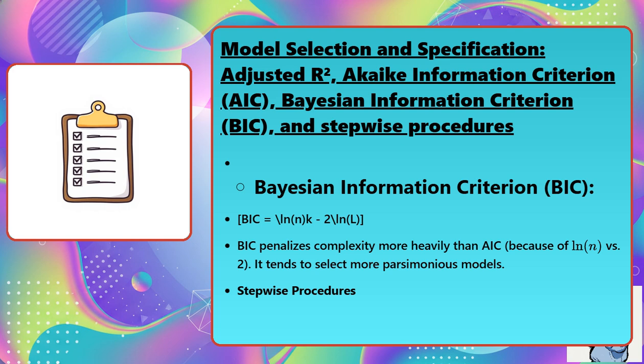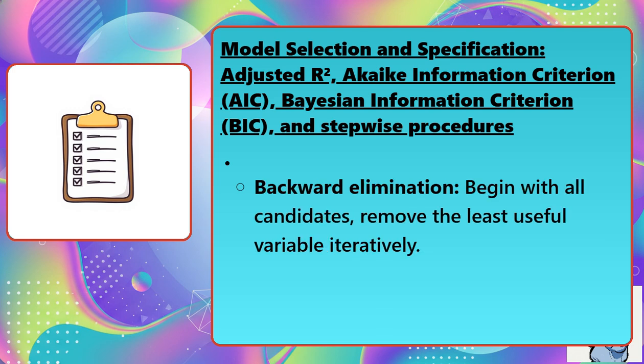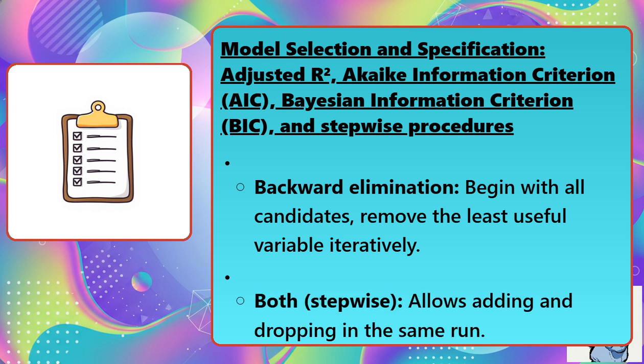Stepwise procedures. Forward selection: start with no variables, and at each step add the one that most improves the fit, for example lowers AIC. Backward elimination: begin with all candidates, and remove the least useful variable iteratively. Both: stepwise allows adding and dropping in the same run.